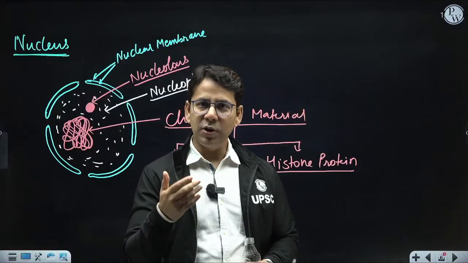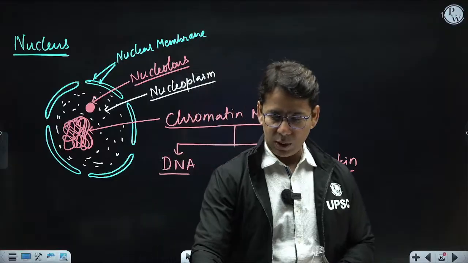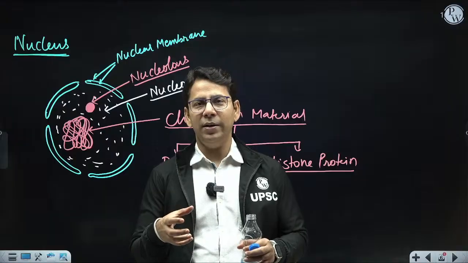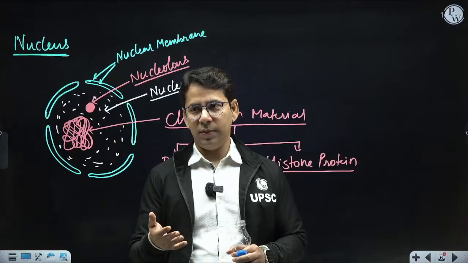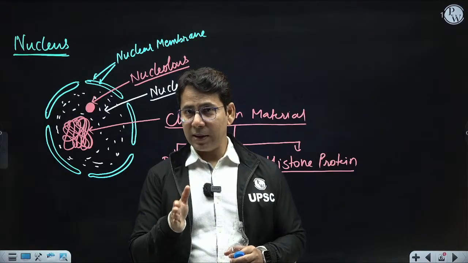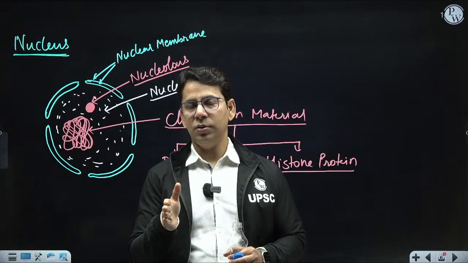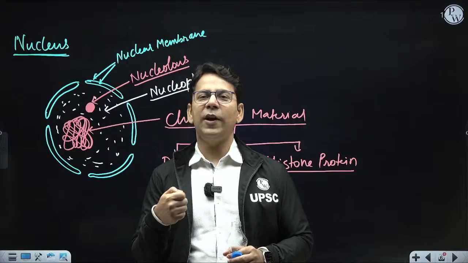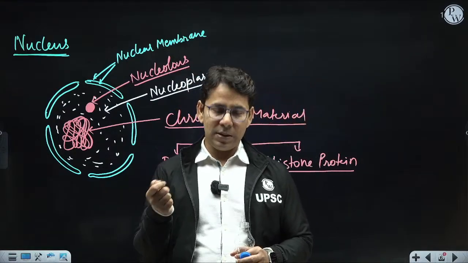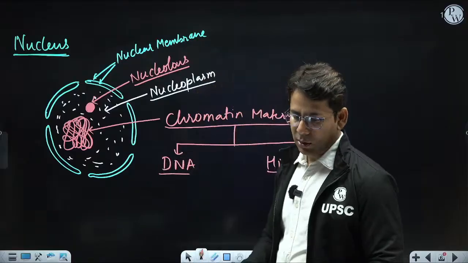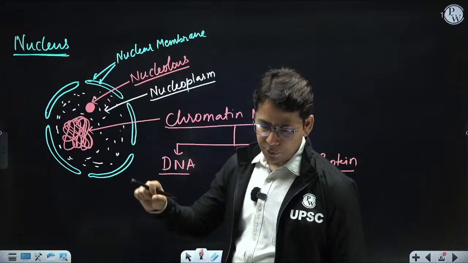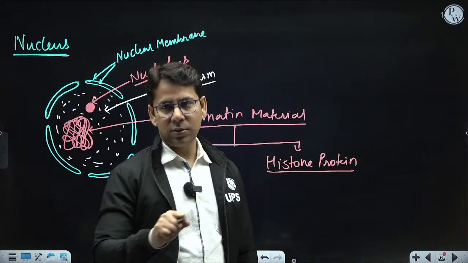Now, what is the function of manja? Manja is something which will make the thread stable and stronger, so that you can fly it properly. You can cut the other thread. Similarly, in this chromatin material, DNA is like the thread, and there is a protective layer that is called manja.